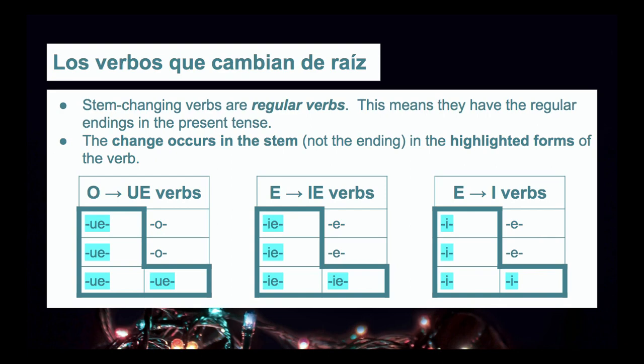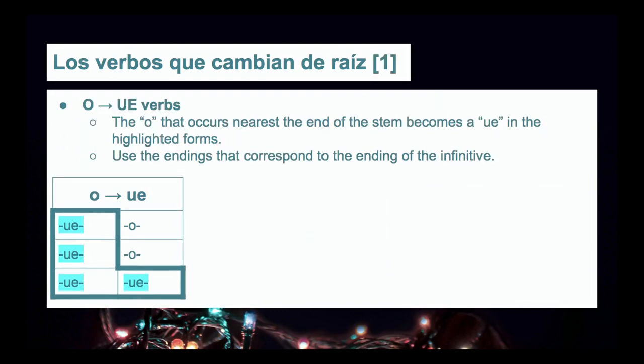Notice that no matter what kind of stem change a verb has, that change will occur in all forms except the nosotros and vosotros forms. In the next slides, we'll go over each type of stem change in more detail. Let's start with O to UE verbs. Take, for example, the verb poder.